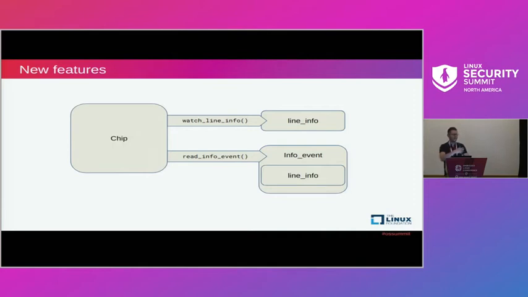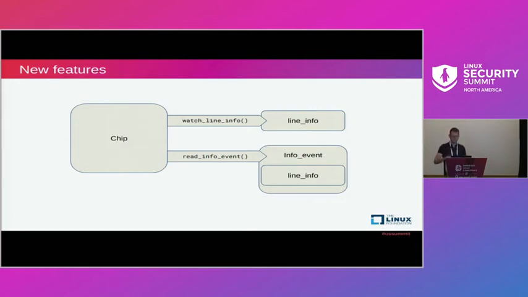an event. We call it an info event. The chip has a file descriptor you can poll, or you can use dedicated functions. It will raise a flag, and you will be notified that there is an event pending. You read it, and in this event you know what type of event happened, what its timestamp is, and also you get new line information. So this event contains the changed line info about this line.